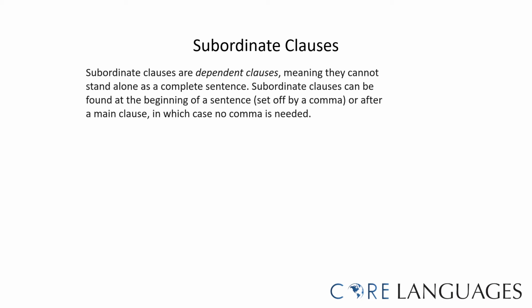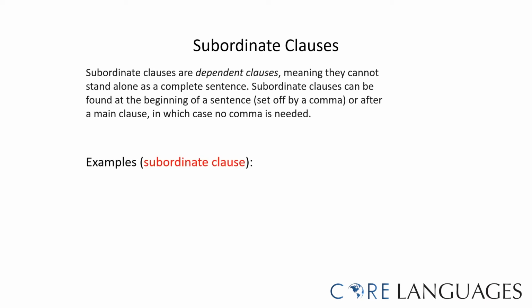Subordinate clauses are dependent clauses. Main clauses are independent clauses. This means that subordinate clauses cannot stand alone as a complete sentence. They can be found at the beginning of a sentence, but then we need to use a comma to separate the main clause and the subordinate clause. Or they can also follow the main clause, in which case no comma is needed.